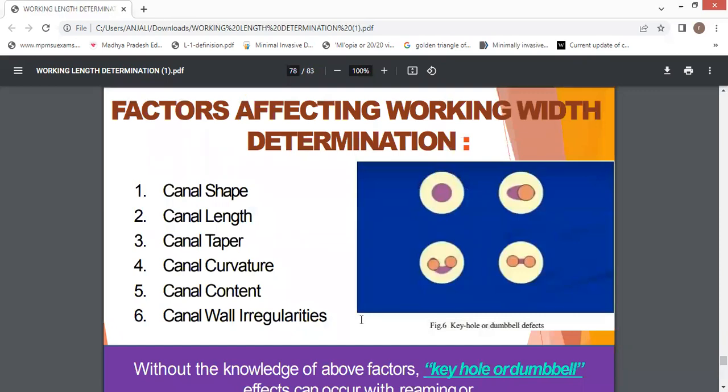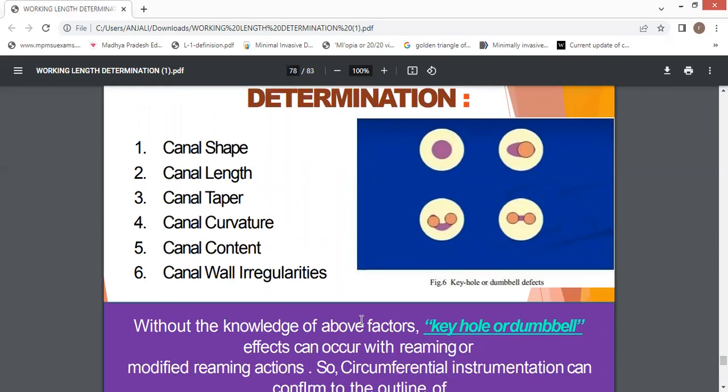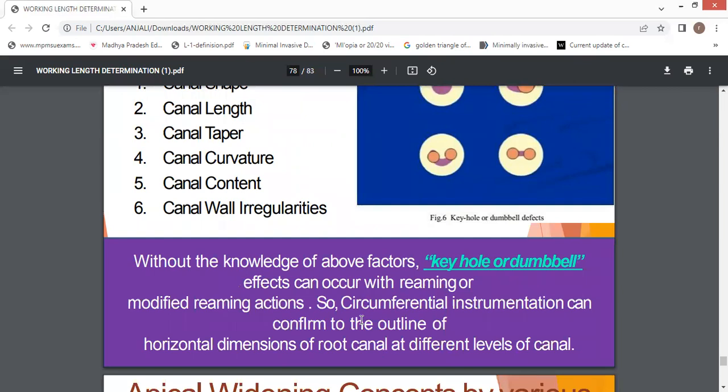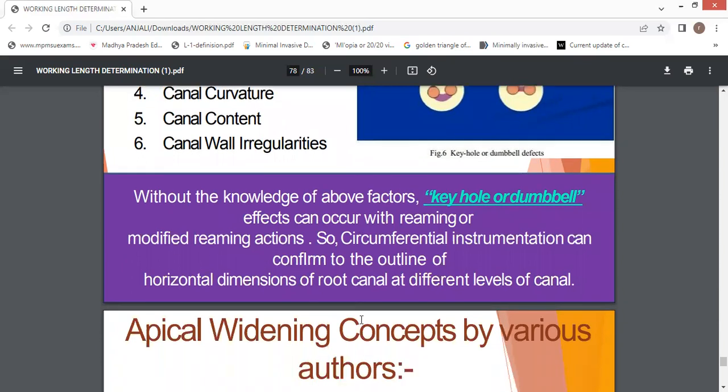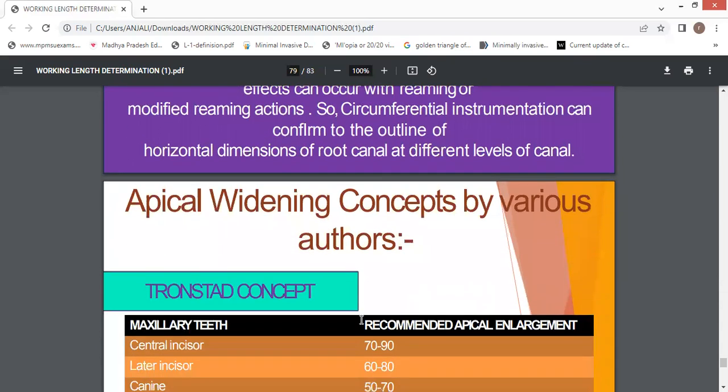Factors affecting working width determination: canal shape, canal length, canal taper, canal curvature, canal content, canal wall irregularities. Without the knowledge of the above factors, keyhole or dumbbell effects can occur with reaming or modified reaming actions. So circumferential instrumentation can conform to the outline of horizontal dimensions of root canal at different levels of canals. Apical widening concepts by various authors.